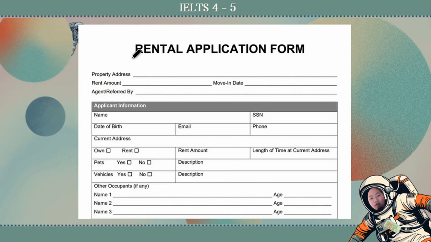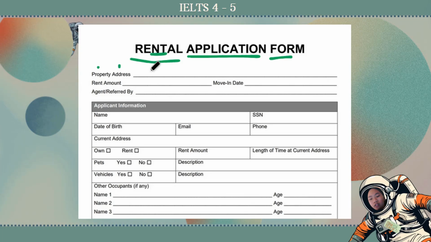We have a rental application, to apply for a rental, and a form is something that you need to fill in the blanks, to give the owner, or the sellers, your information so you can rent something. First off, with a property address. Property means the thing that you want to rent. Address is where it's at.